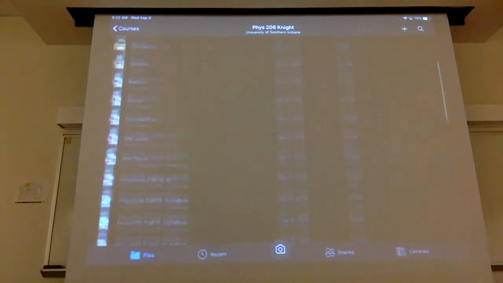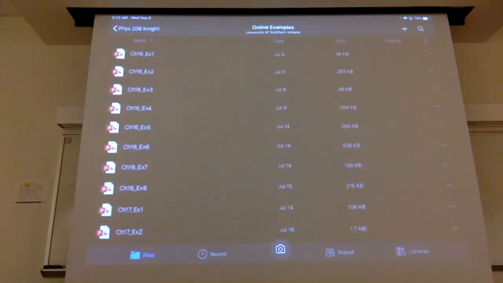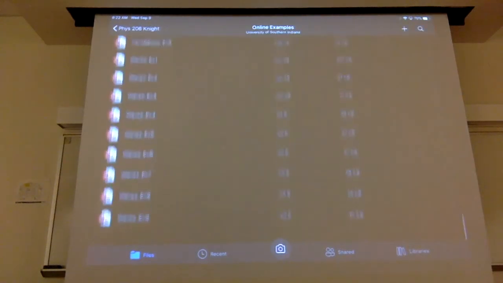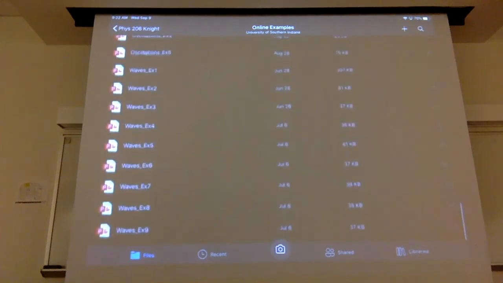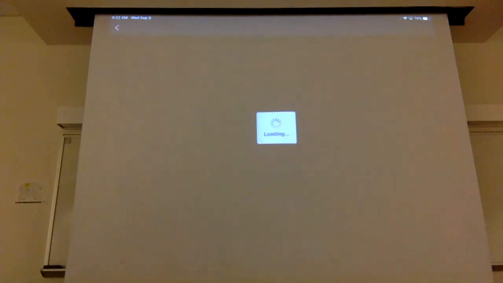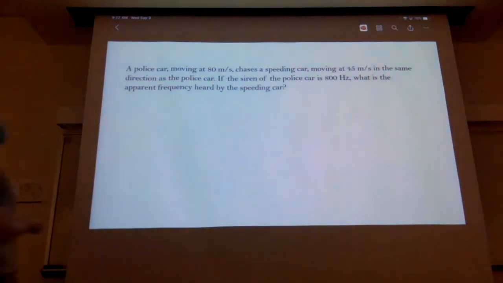So the first one has to do with a cop car chasing you. So this is a police car moving at 80 meters per second, chasing a speeding car moving at 45 meters per second in the same direction as the police car. If the siren of the police car is 800 hertz, so this is the unshifted frequency, what is the apparent frequency heard by the car?